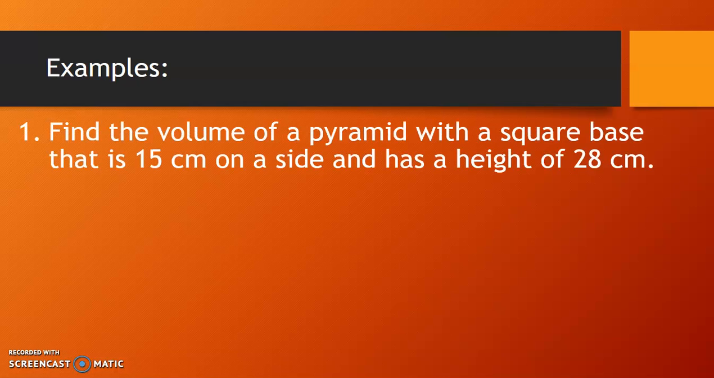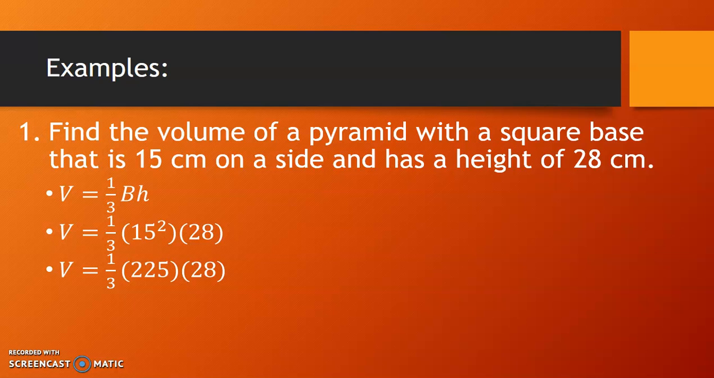Alright, for example, find the volume of a pyramid that has a square base that is 15 centimeters on each side, and the pyramid has a height of 28 centimeters. So we're going to use the equation 1/3 times BH. Since the base is a square, to find the area of a square, you do side squared. So they have 15 squared for that, and then times the height of the pyramid, which is 28. So we have 1/3 times 225 times 28, which is 2100 centimeters to the third power.